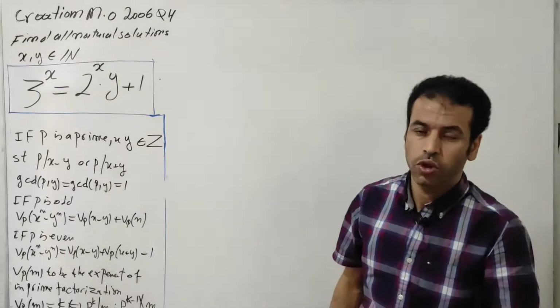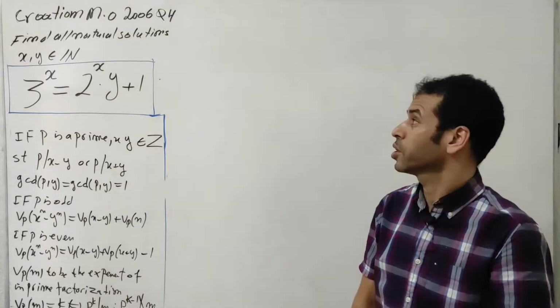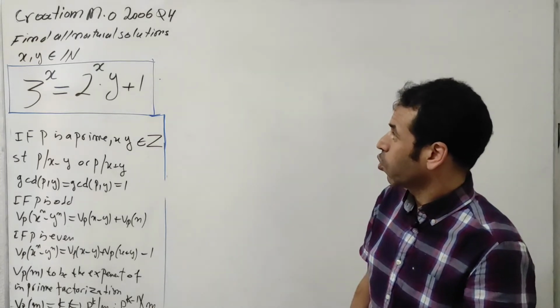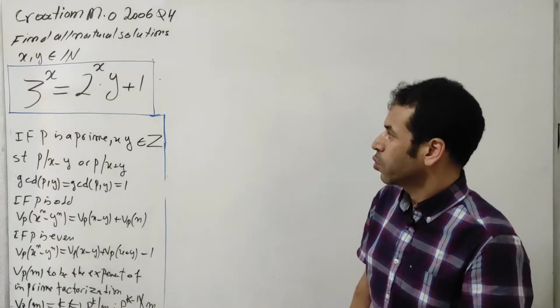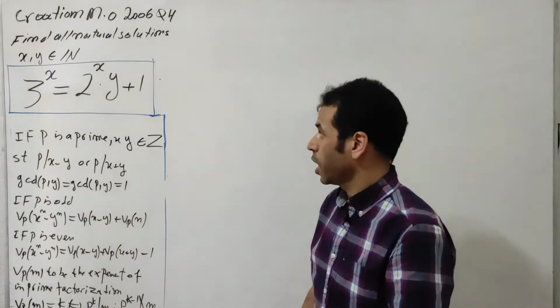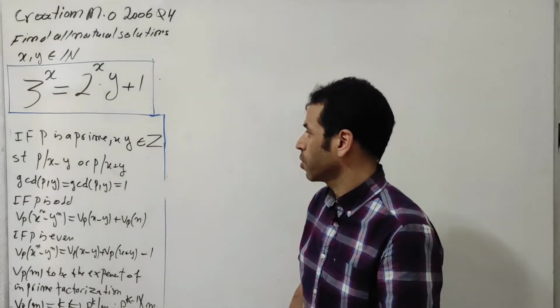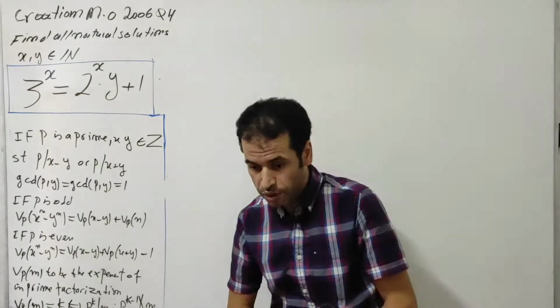Today's video, I would like to introduce you a very nice problem of Croatian Mathematical Olympiad edition 2006, question number 4. Here is the following question. Find all natural solutions x and y as natural numbers. We have the following equation: 3 to the x equals 2 to the x multiplied by y plus number 1. In fact, this is a very nice problem, but it's more tricky.